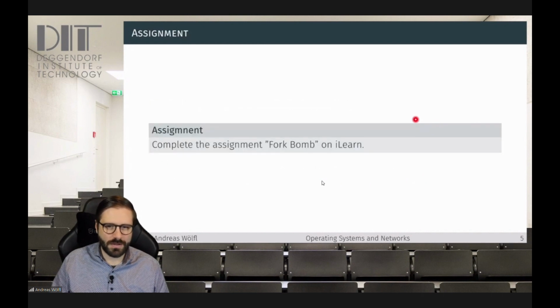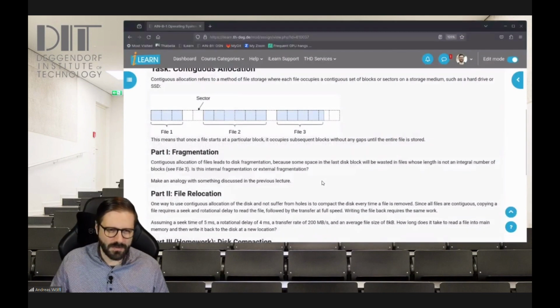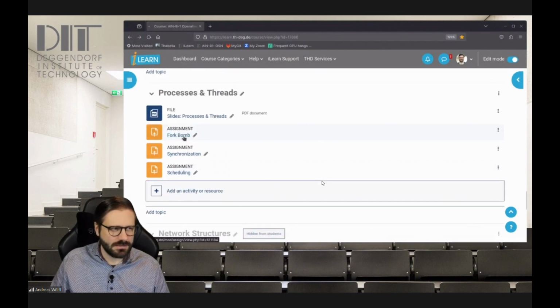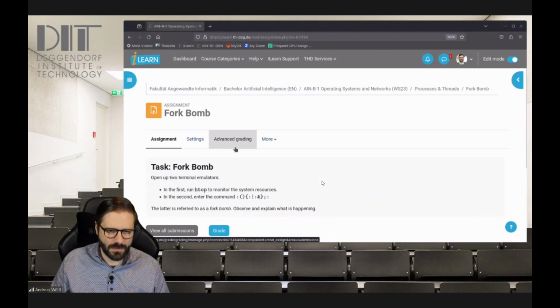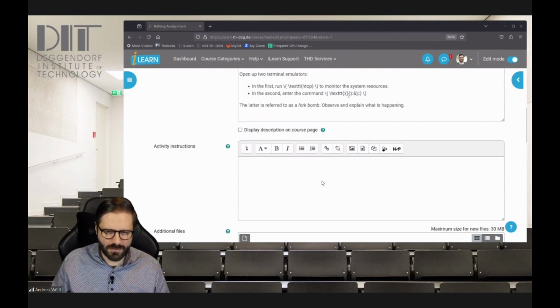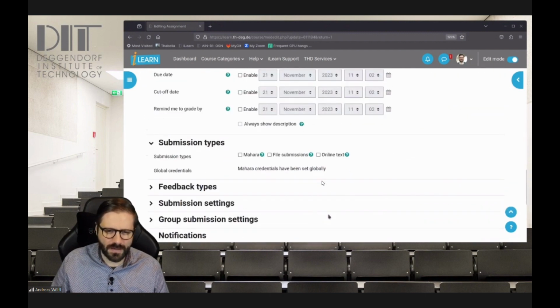Let's do another assignment before we go into the break. There is a somewhat fun assignment, the fork bomb, that you can try out. So let's see. Oh, I guess I need to change this a little bit because I know that there are white spaces missing.